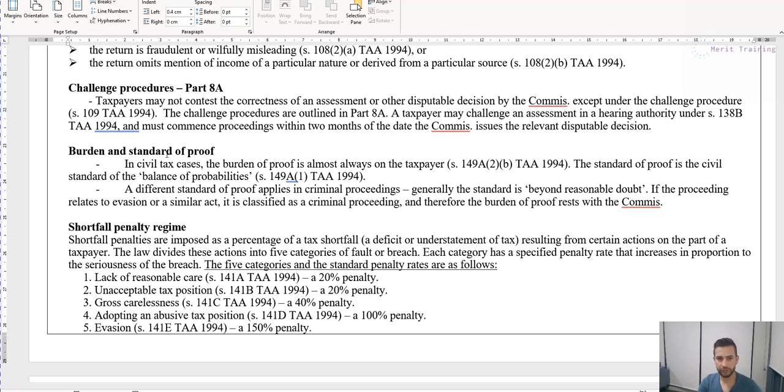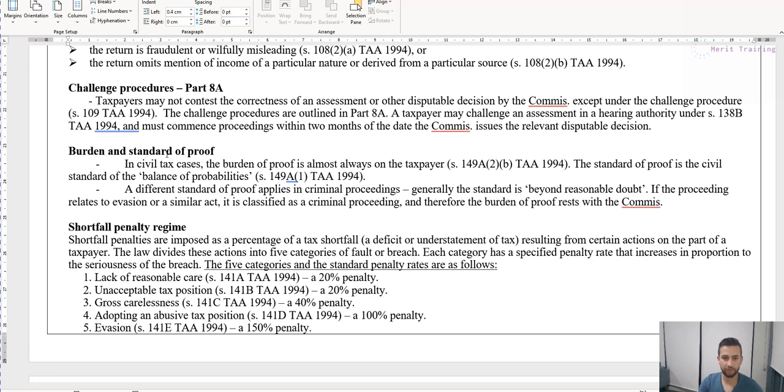So let's say the commissioner has reviewed something and found some issues with your tax return. Maybe you've omitted income, maybe you have accidentally missed something, whatever it is, and they might have amended your return. On top of this, the commissioner can issue penalties, right? There are 5 categories of penalties, and each of them has a different rate depending on how serious the issue was.